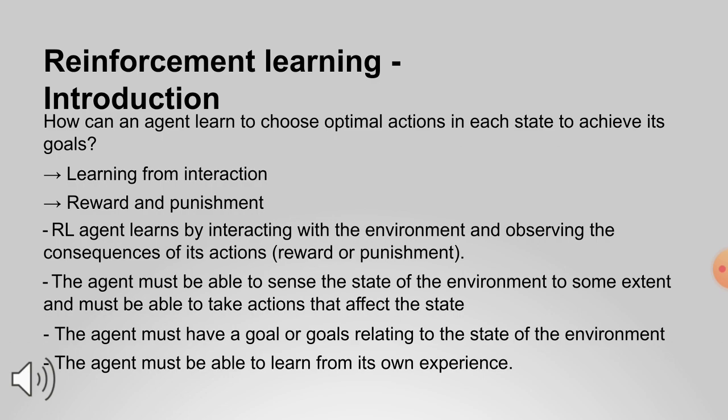Now, we will discuss the chronological order of reinforcement learning. How can an agent learn to choose the optimal action in each state to achieve its goal? There are two steps involved: learning from its interaction, and rewards and punishments. In reinforcement learning, the agent learns by interacting with the environment and observing the consequences of its actions in the form of rewards and punishments. The agent must be able to sense the state of the environment to some extent and must be able to take actions that affect the environment. The agent must have a goal or goals relating to the state of the environment. The agent must be able to learn from its own experience.